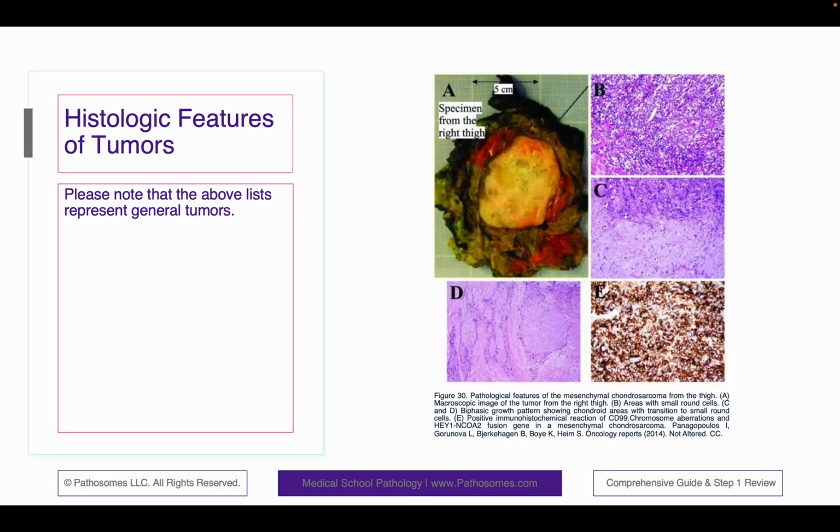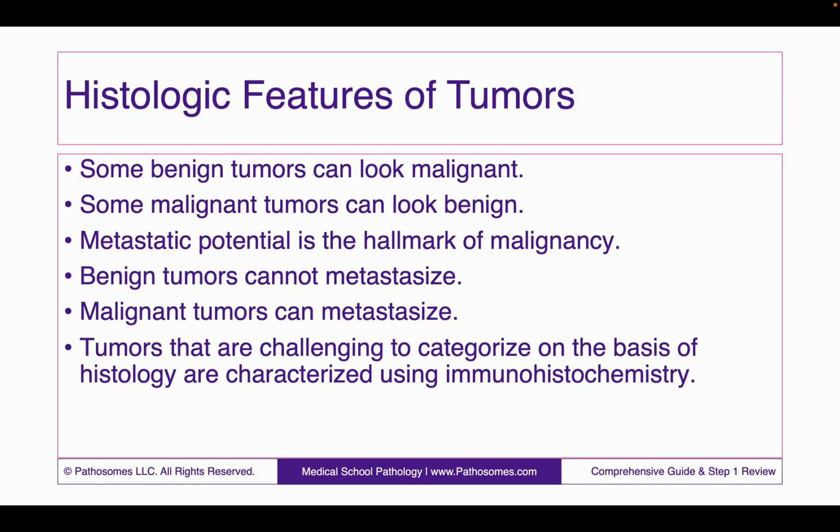Please note that those prior examples and lists represent general tumors. There's always an exception, right? This image here to the right shows pathological features of mesenchymal chondrosarcoma. Wow. Mesenchymal chondrosarcoma of the thigh, right? Some benign tumors can look malignant, yes, and some malignant tumors can look benign.